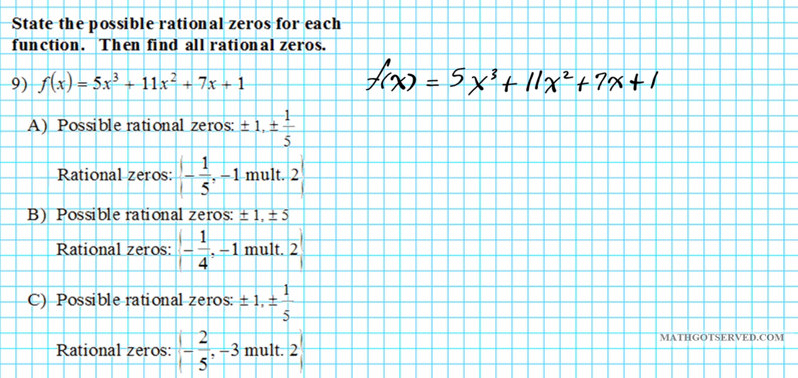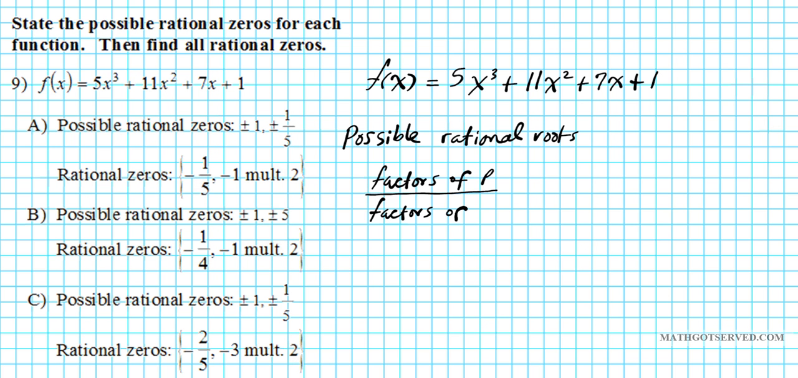Okay, so for the rational roots theorem, we're going to be looking for, so let's write this down, possible rational roots. The possible rational roots are the factors of p divided by the factors of q. Okay, so now we have the first term and the constant term. Okay, the leading coefficient and the constant term. One of them is p and one is q.